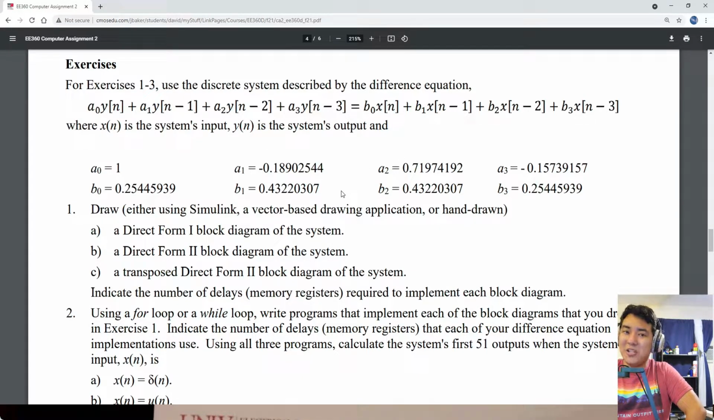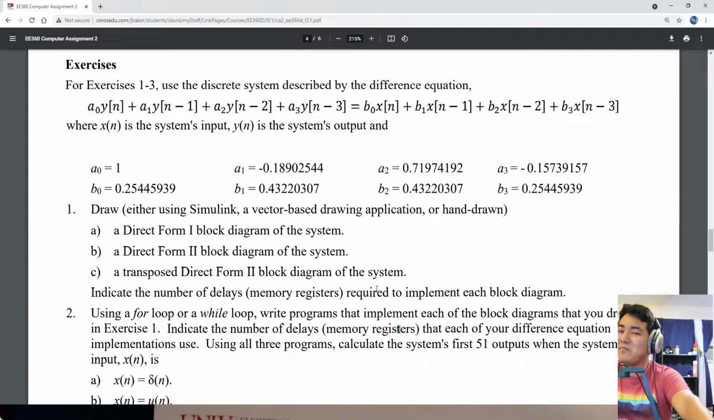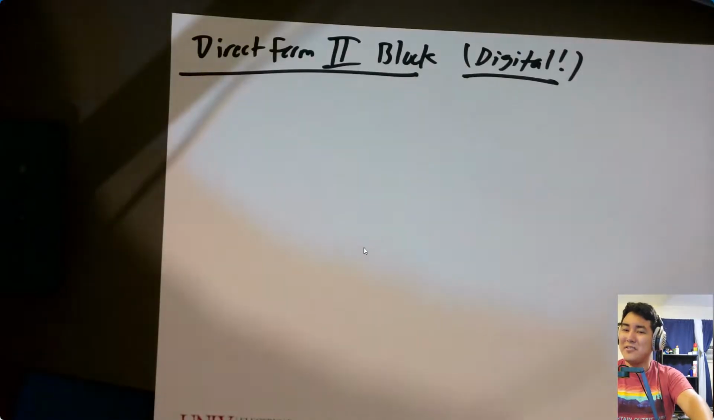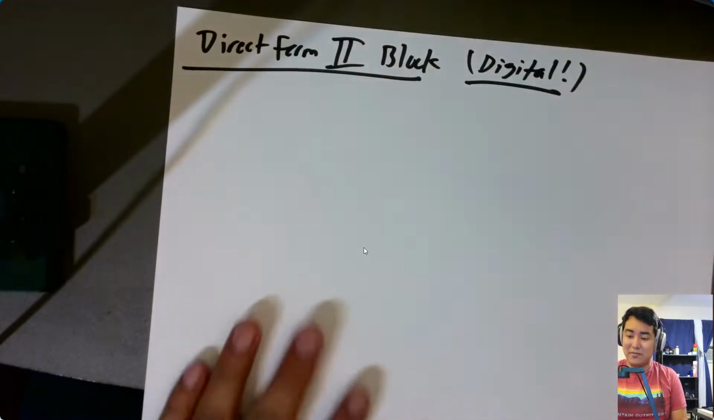So what we're going to do for today is, how many delays do we have? If you look at this second part right here, it tells you to indicate the number of delays. So let's try it. We have a minus 1 here, a minus 2 there, and a minus 3. So how many do you think we have? 3. Okay, let's start drawing. So we need 3 delays to generate that minus 3.